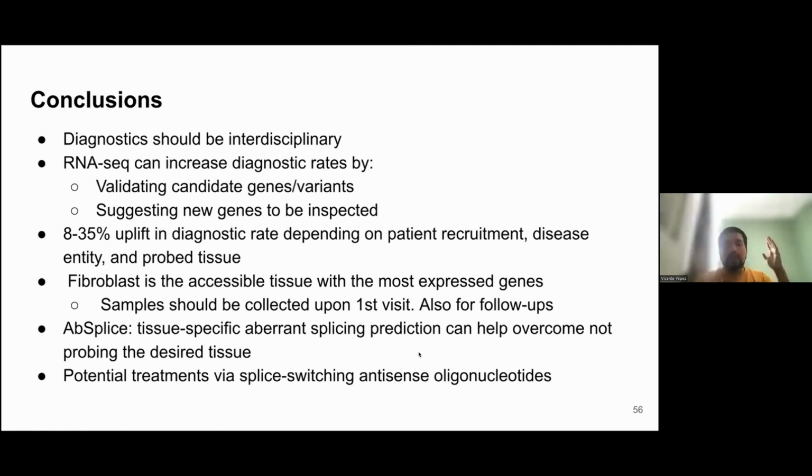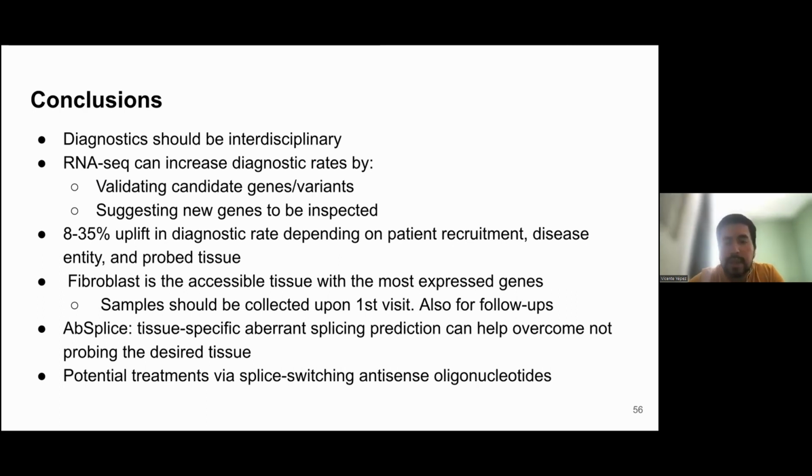So the conclusions of this part, first of all, diagnostics should be interdisciplinary, not just restricted to certain specific fields, but it's better to work in a team, in my experience. Then RNA-seq can and has increased diagnostic rates in two different ways. The first is validating candidate genes or variants. The second avenue is to suggest new genes to be inspected, usually genes that were missed for whatever reason through whole exome sequencing analysis. Then it has had an 8 to 35% uplift in diagnostic rate. It varies. It's a large variation.